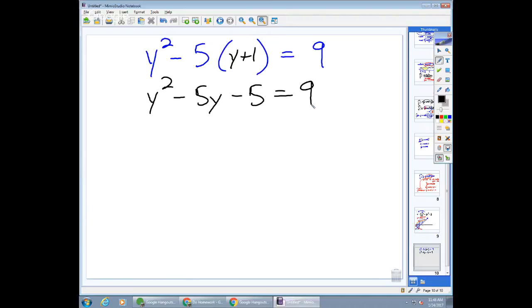What do you want to do, quadratic formula or complete the square? Oh, okay. I love completing the square, but that's all right. So we will bring the 9 over. So then we have y squared minus 5y minus 14 equals 0. All right, plug her in. See what you get.